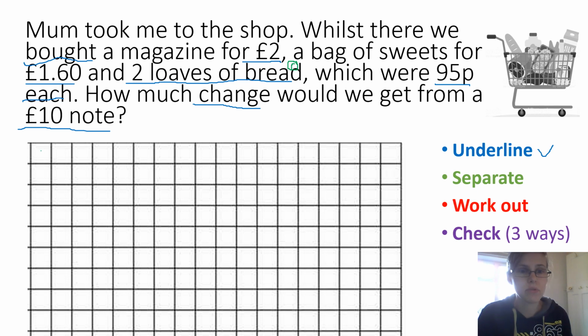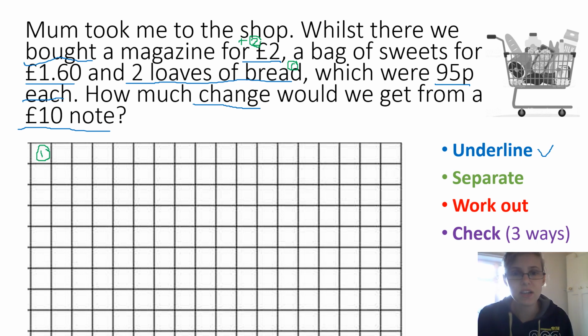So the first thing I'm going to do is work out how much the 2 loaves of bread cost. After that, I'm going to add together the other amounts, so the other things that we're spending. Because at the end, it asks how much change we're getting from the £10 note, so we're paying them £10. But we need to know how much we're spending altogether first to be able to work out the difference, to work out what change we've got.